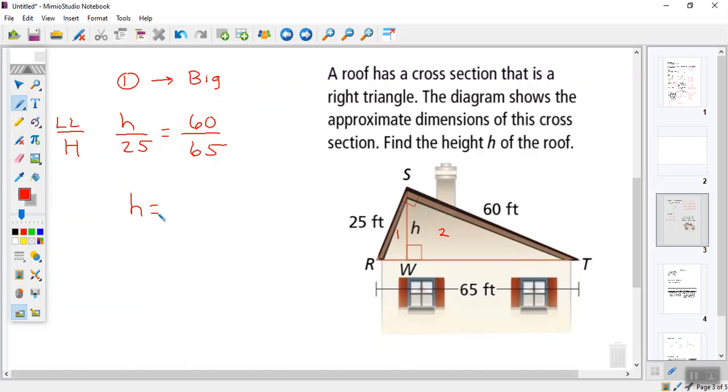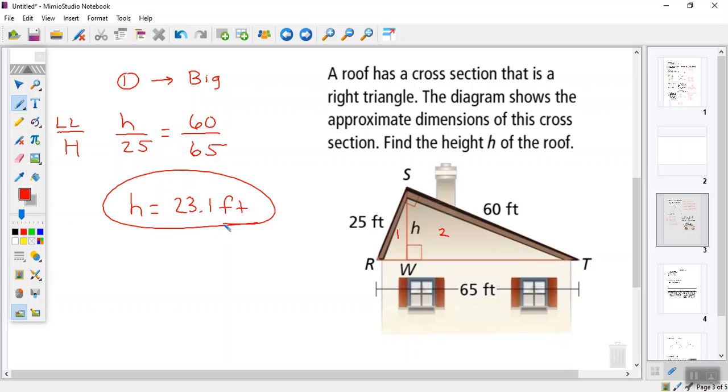Do you get kind of a bad number? 23.0769. How should we round? Does it tell us how to round at all? It says approximate. Should we go one decimal place? Are you okay with that? I'm getting 23.1.